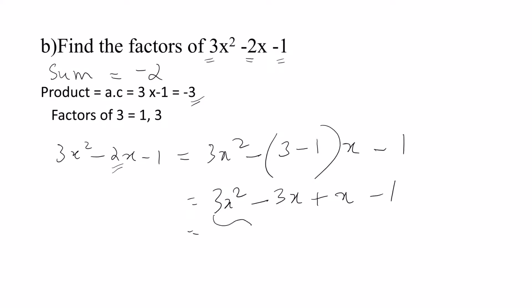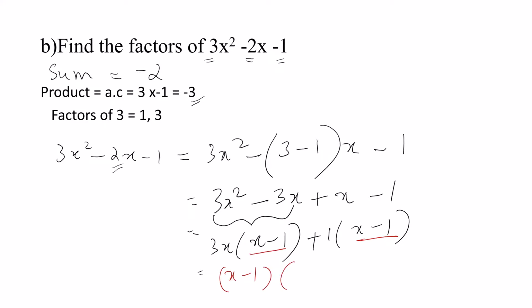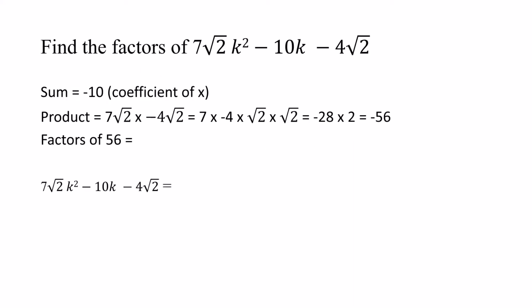Again, from the first two terms, 3x is common. So what will be inside the bracket? x minus 1. And already we have x minus 1 outside, so we can write 1 into x minus 1. So here we can see that x minus 1 is the common factor. x minus 1 is taken outside the bracket, and the terms outside the bracket are 3x and plus 1. So these are the factors of 3x square minus 2x minus 1.